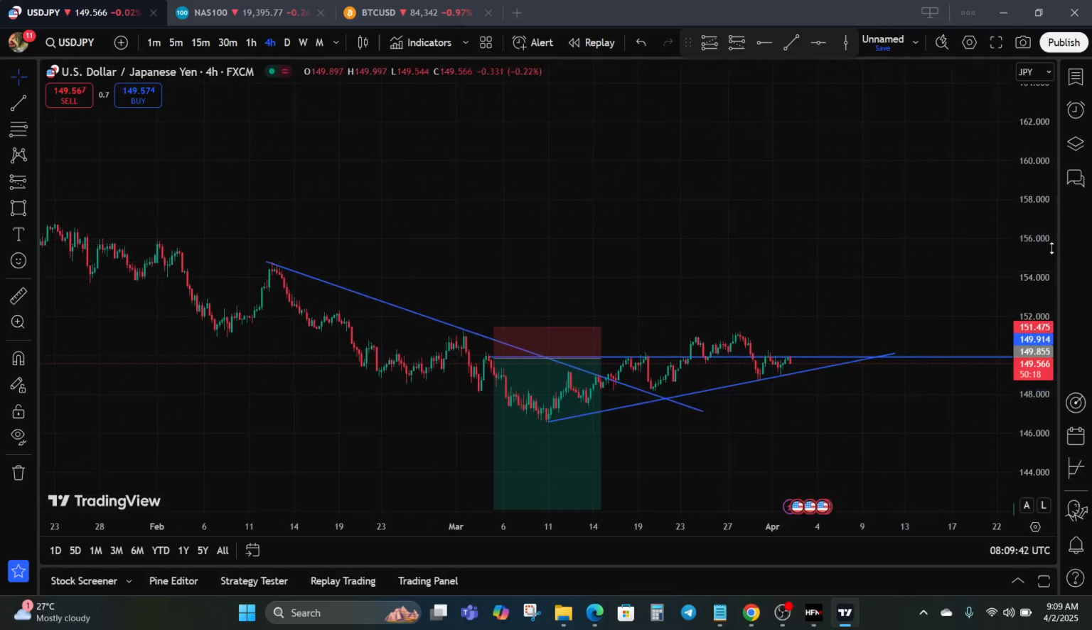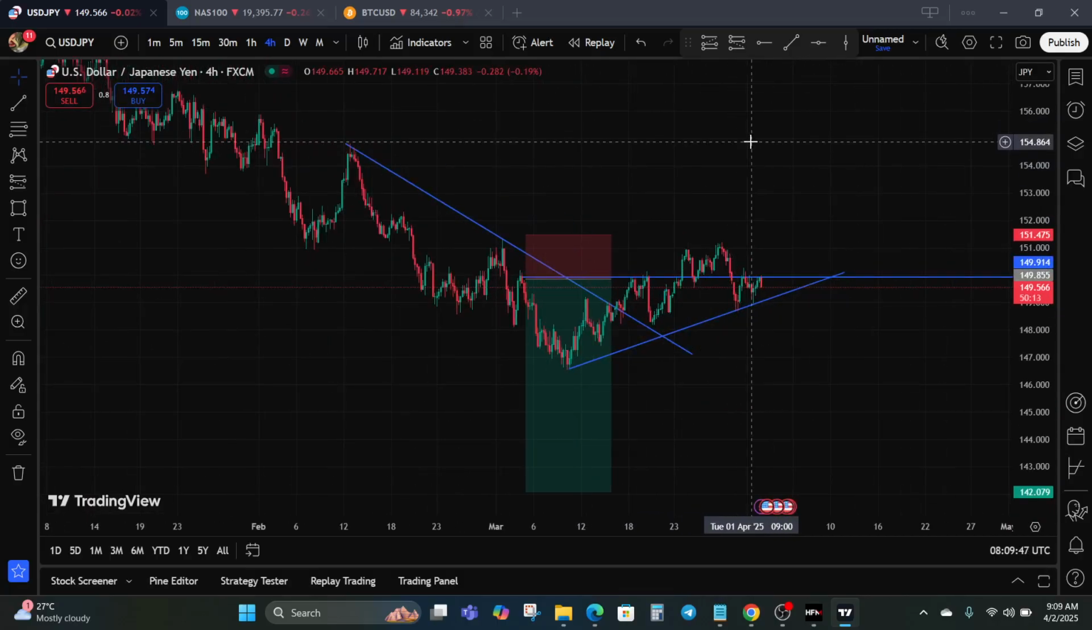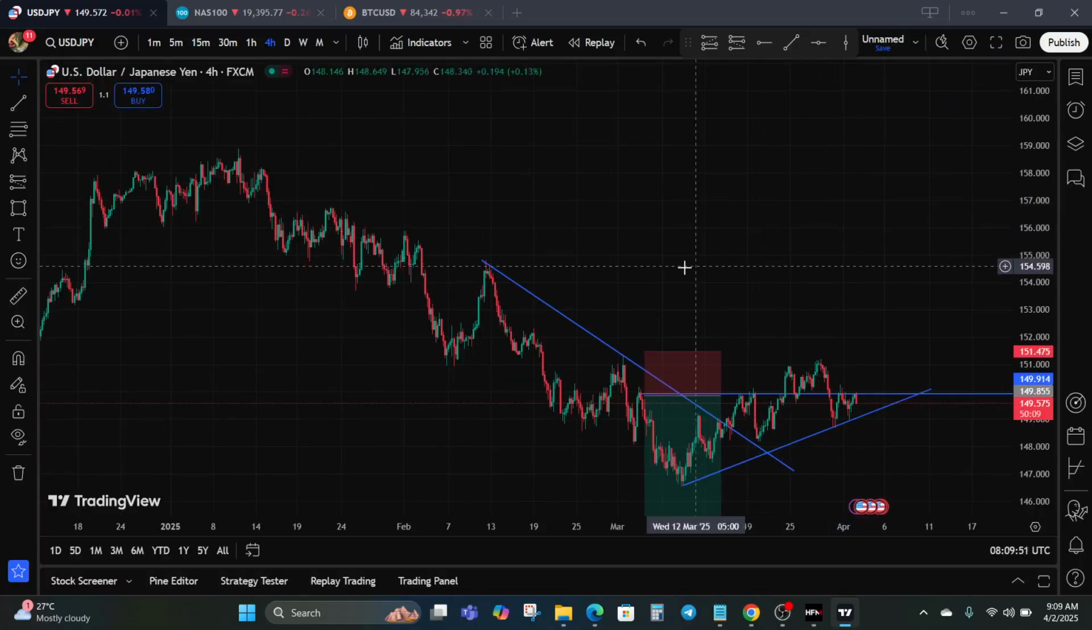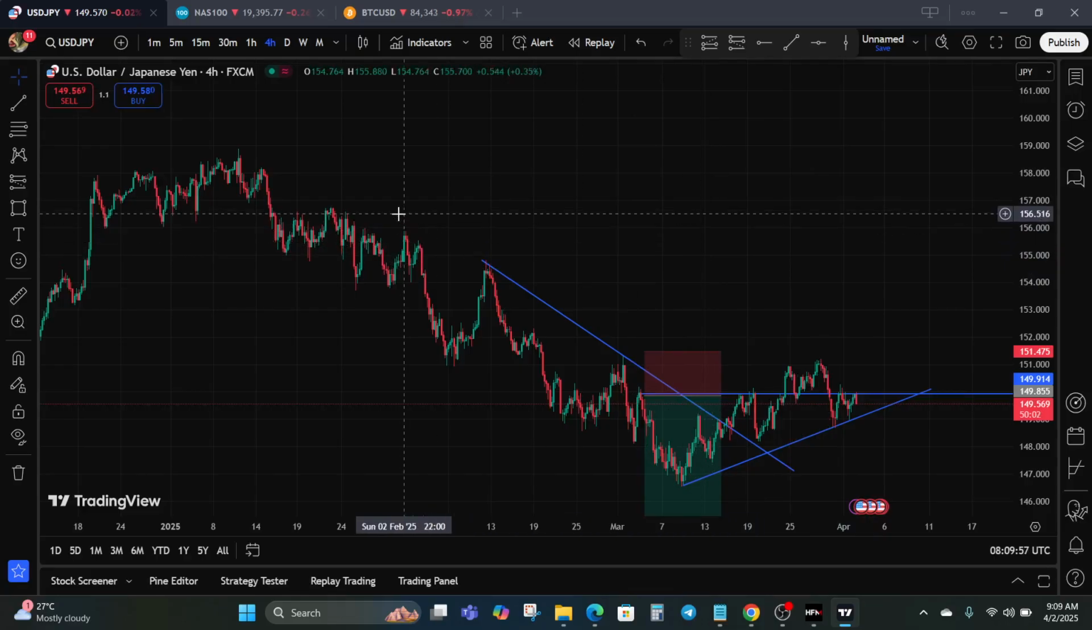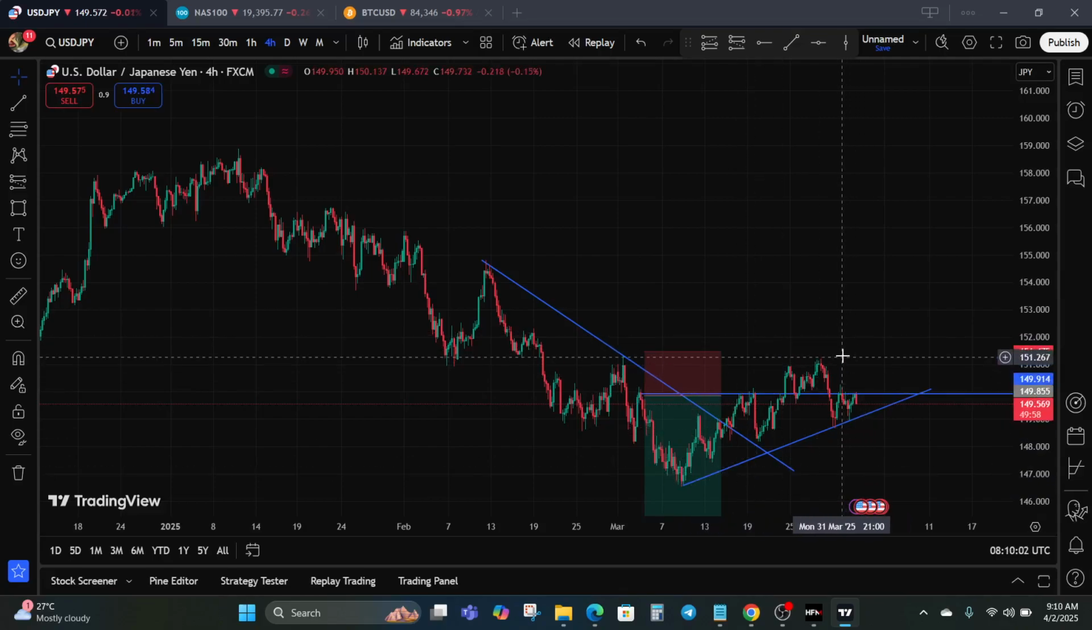All right. Now, in case you don't know, markets do not move in a straight line, right? They go through periods of extreme buying and selling. So when price moves too far in one direction, it often signals that a reversal or pullback is likely.